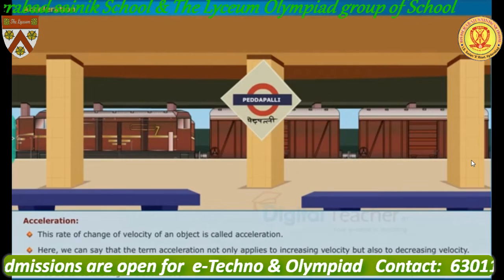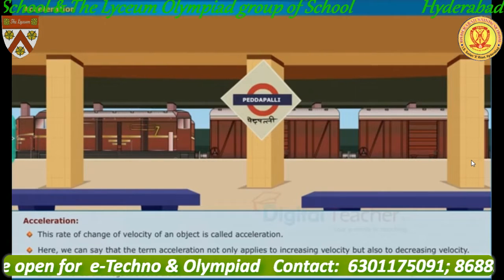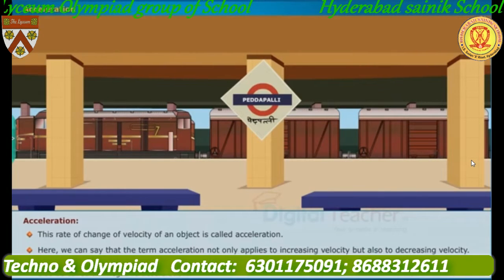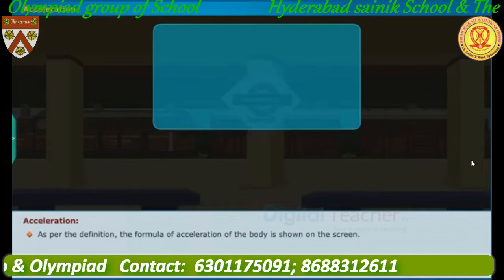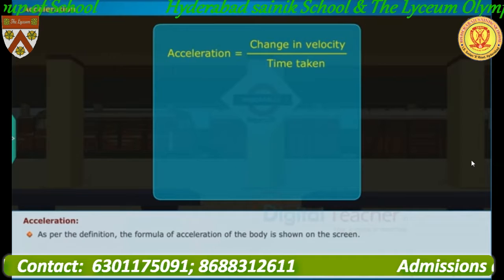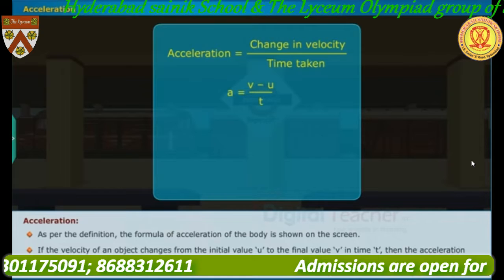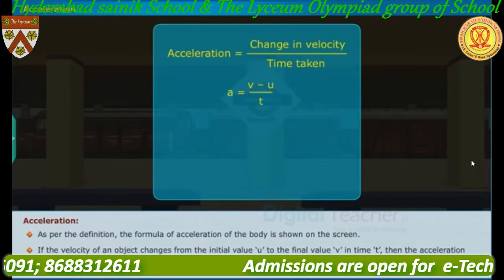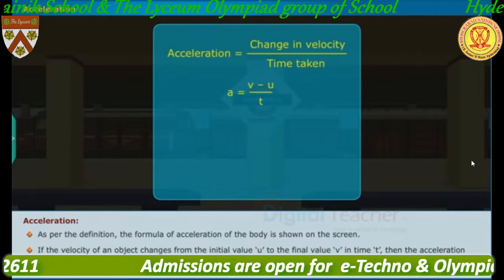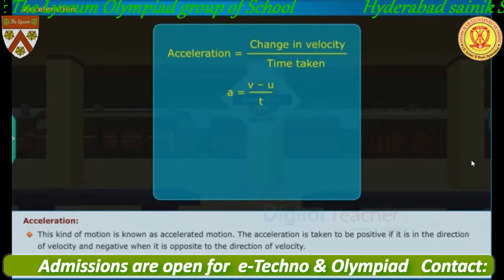The decrease in speed as the body moves away from its initial position is called deceleration. Deceleration can also be called negative acceleration. As per the definition, the formula of acceleration of the body is shown on the screen. If the velocity of an object changes from the initial value u to the final value v in time t, then the acceleration a is (v minus u) divided by t. This kind of motion is known as accelerated motion.